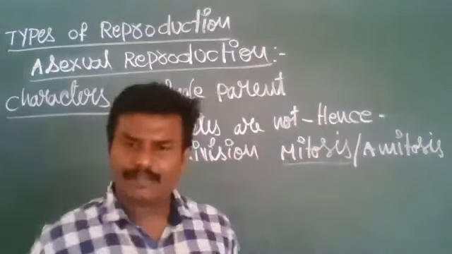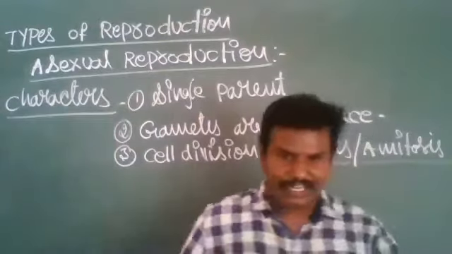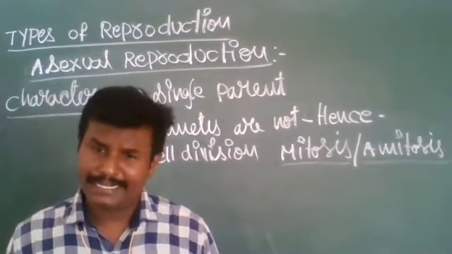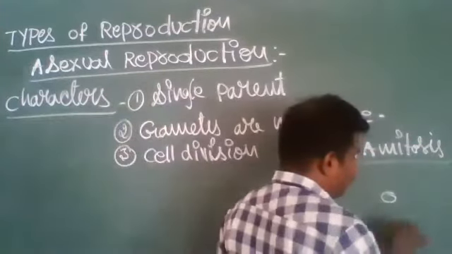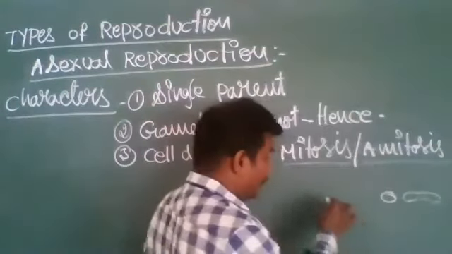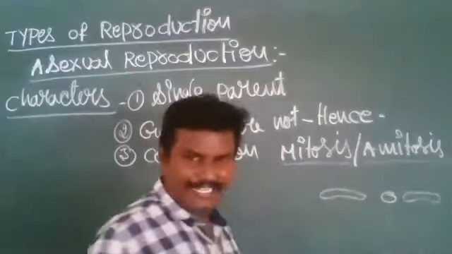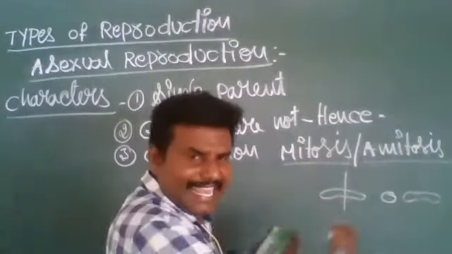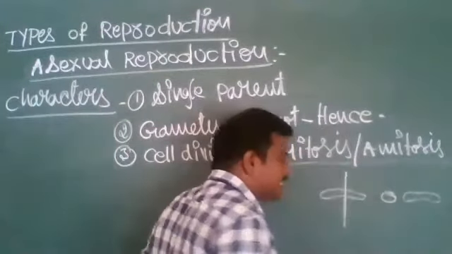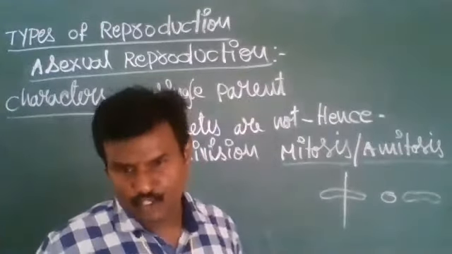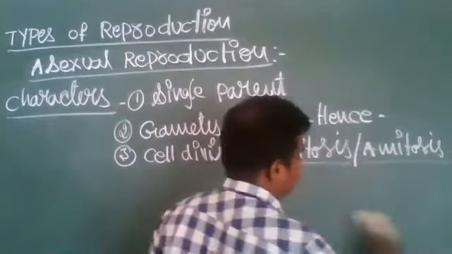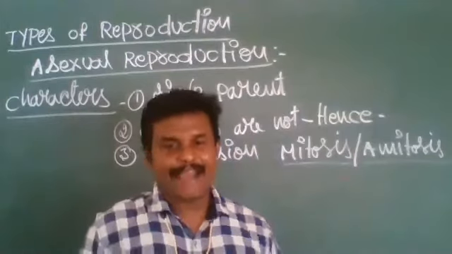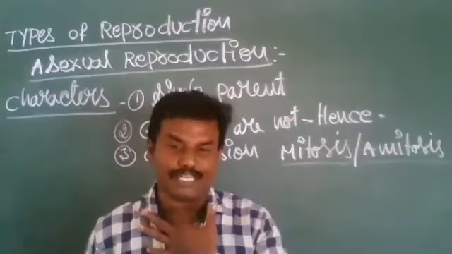Mitosis, everybody knows that. Amitosis is direct division of the nucleus. This is the nucleus. This nucleus gradually elongates. Direct division of the nucleus by constriction: the nucleus is elongated, and after a certain length, the nucleus is cut off. This is amitotic division. Once again, amitosis is direct division of the nucleus.